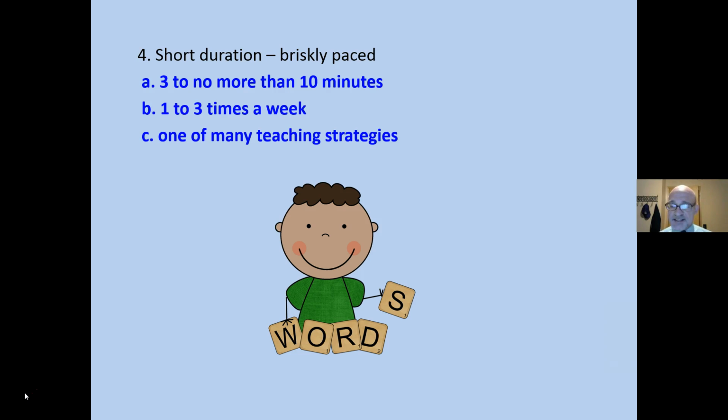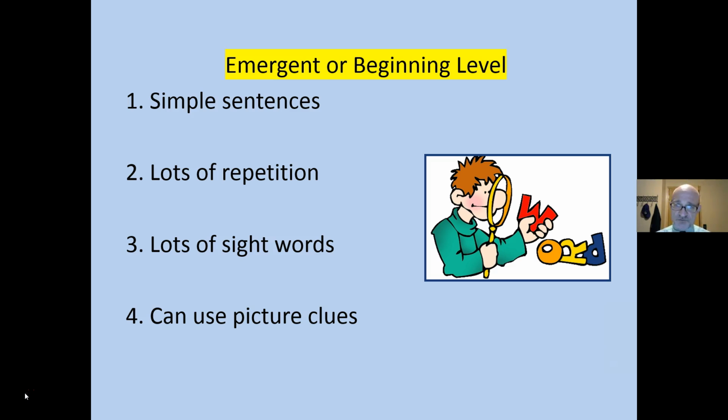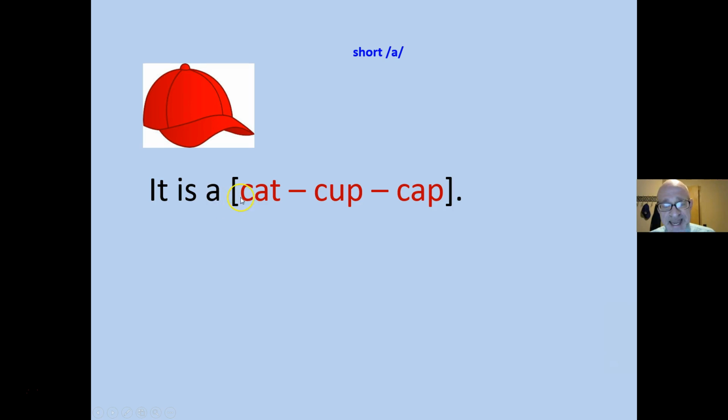And again, this is not a single strategy that's going to cure everything. It's one of many teaching strategies that will be effective over time. Now, for emergent level or beginning level, you want to use simple sentences with lots of repetition, lots of sight words, and you can use picture clues as well. Now, this is the short A. It is a blank. Notice in this sentence, cap and cat both have the CA similar, and cup has the C and the P the same as cap. So the student must focus on the letter patterns.